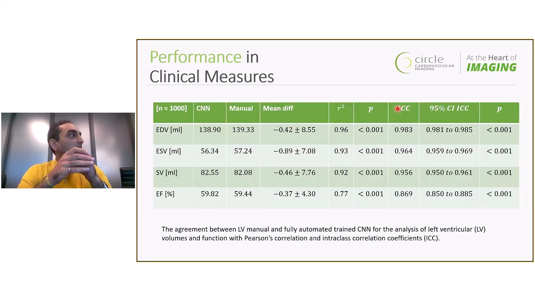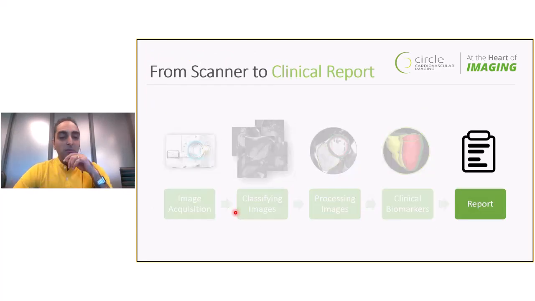As I mentioned before, we also measured our performance in terms of clinical measures, comparing on 1,000 images our performance to manual contouring techniques. We saw that there was no statistical difference between our algorithm's estimate of ejection fraction and manual estimation techniques. So where we're at right now is we have managed to start with image acquisition, classify it automatically, apply the correct processing, and we can now go directly to the reporting.